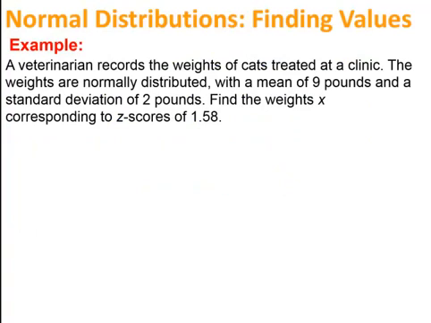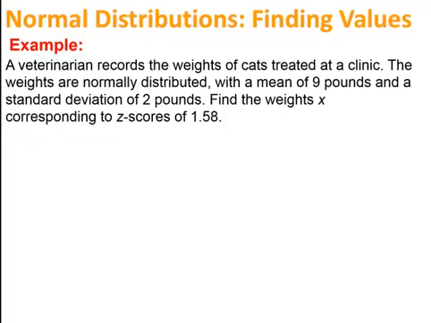So here's an example. A veterinarian records the weight of a cat treated at a clinic. The weights are normally distributed with a mean of 9 pounds and a standard deviation of 2. It wants me to find the weight X corresponding to the Z-score of 1.58. In order to do this, I'm going to need to use that formula to convert the information into a data value.